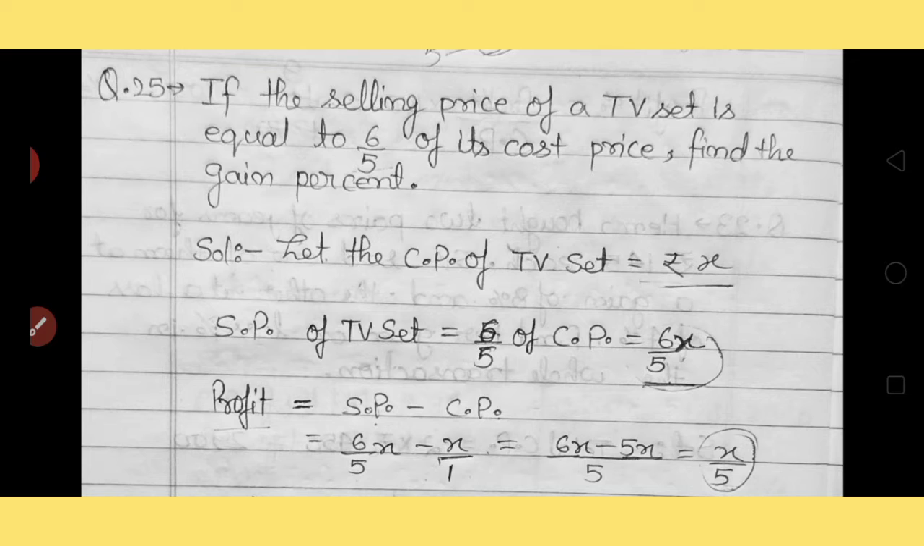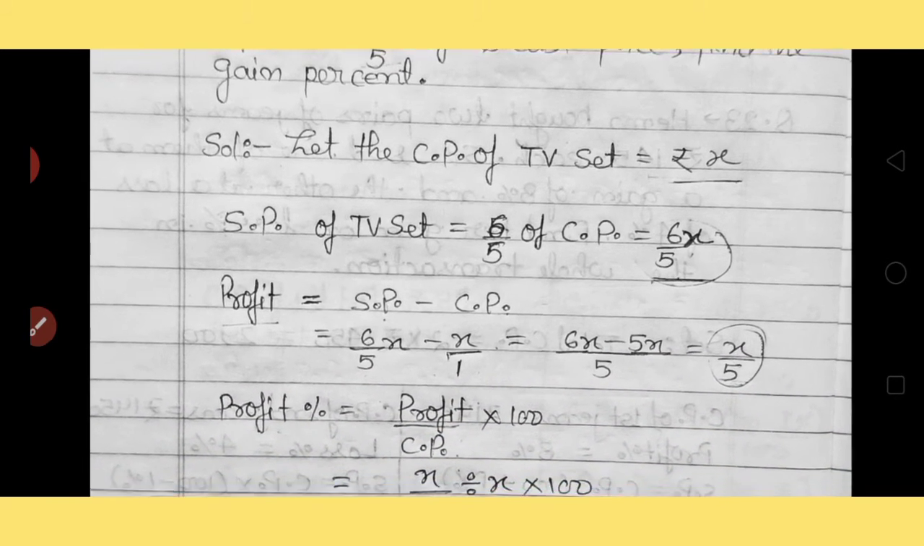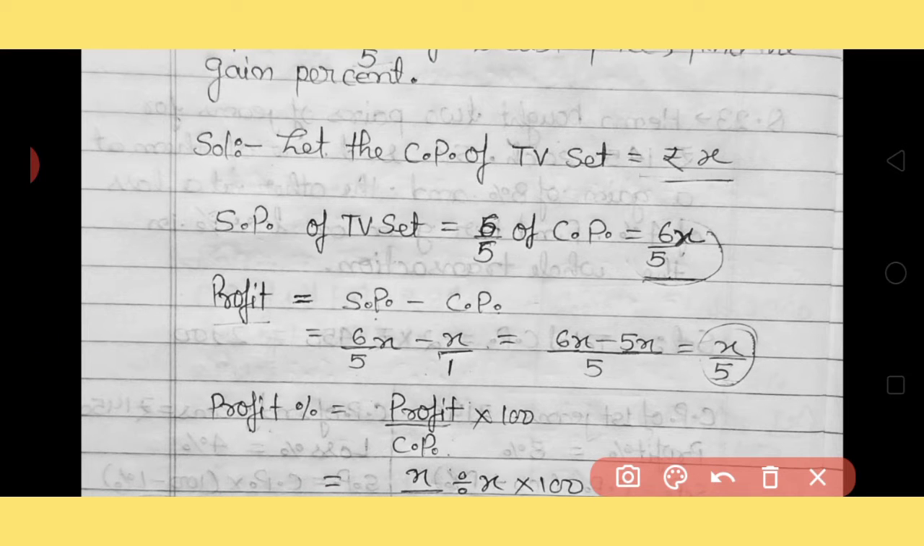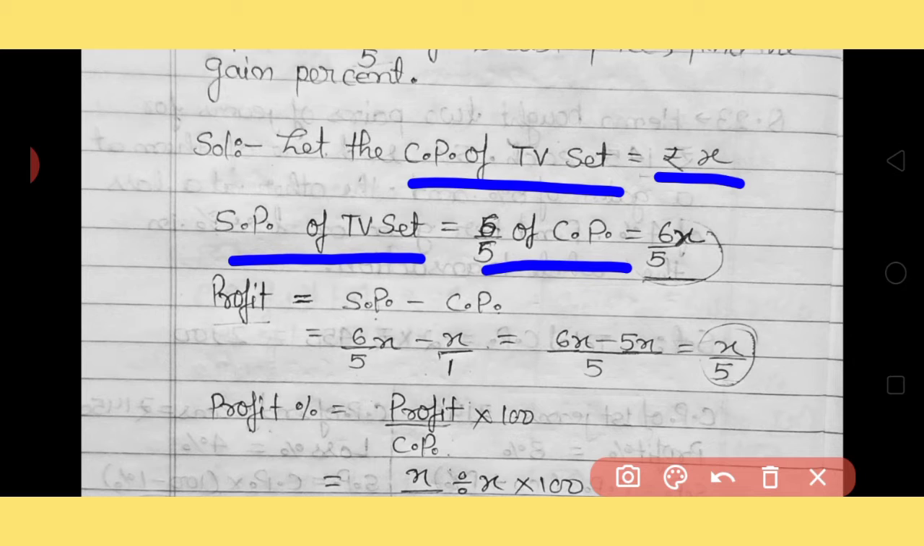Listen, it has not given whether there is a profit or loss. So we have to understand that whenever an improper fraction is given, in that condition the person is getting profit. Here this is an improper fraction, so it means the person is getting profit, but we don't know anything else. So firstly we will assume CP. Let the CP of the TV set be rupees X, and the SP of the TV set is equal to 6 by 5 of the CP. CP is X rupees, so 6 by 5 of CP is equal to 6 by 5 X.